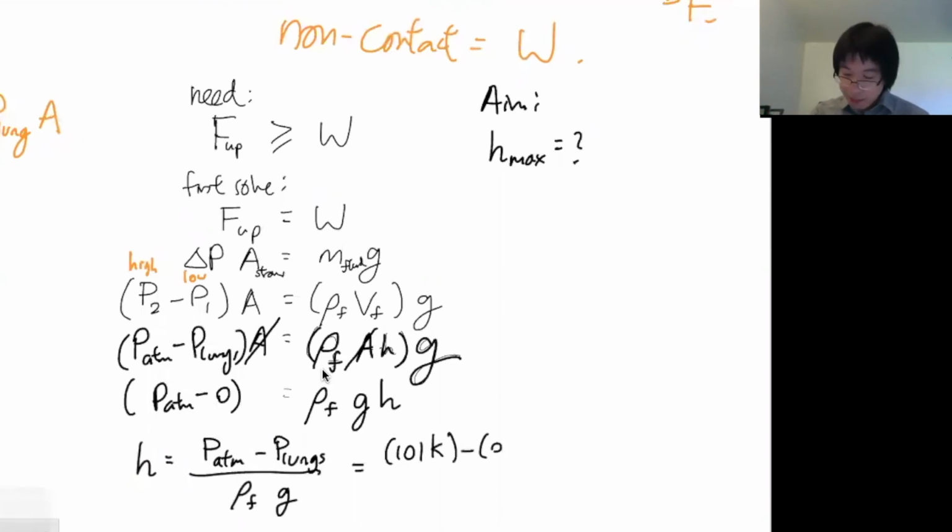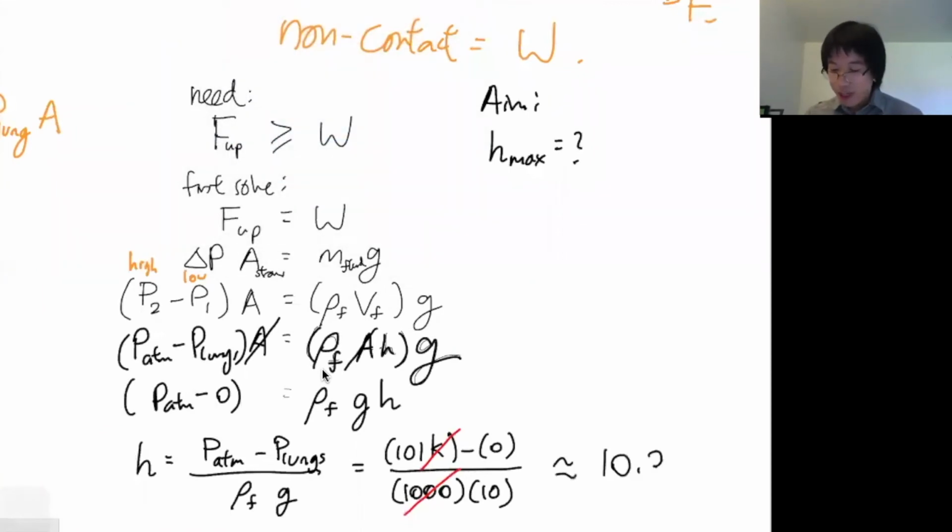Minus, what's the minimum of the lungs? It's 0. What's the density of the water? 1,000. What's the gravity? Roughly 10. Look, 1,000 cancels out 1,000. And then now I just have 101 divided by 10. What's 100 divided by 10? It's 10. 101 is a little bit more.